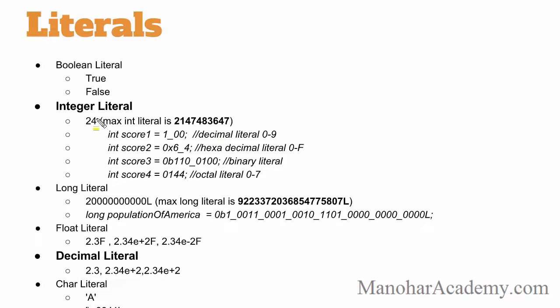Then we have seen the literals. We have seen Boolean literals true and false. Then integer numbers without L will be by default integer literals. We have seen how to represent integer literals in 4 systems: decimal, hexadecimal, binary and octal. Also we have seen we can use underscore to increase the readability of the numbers. The long literals will have L. That is all about integers.